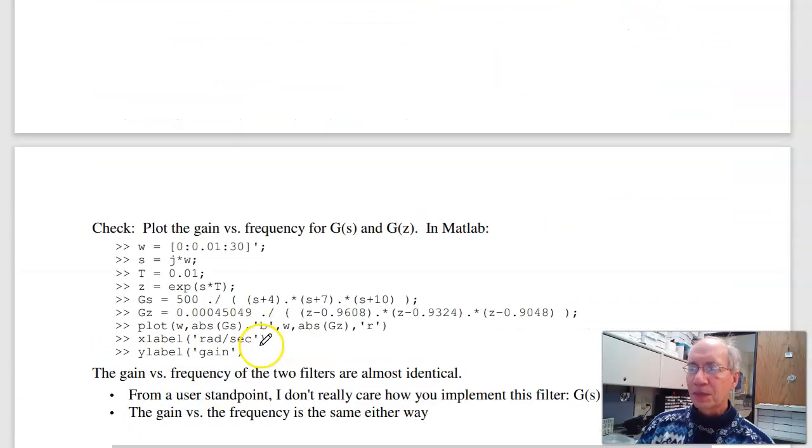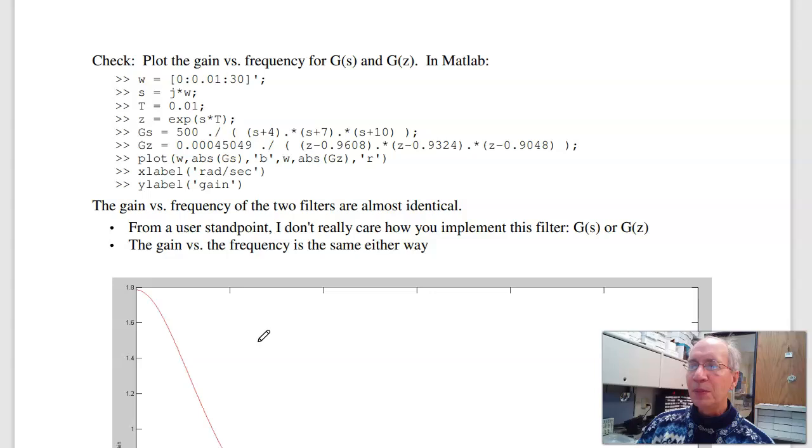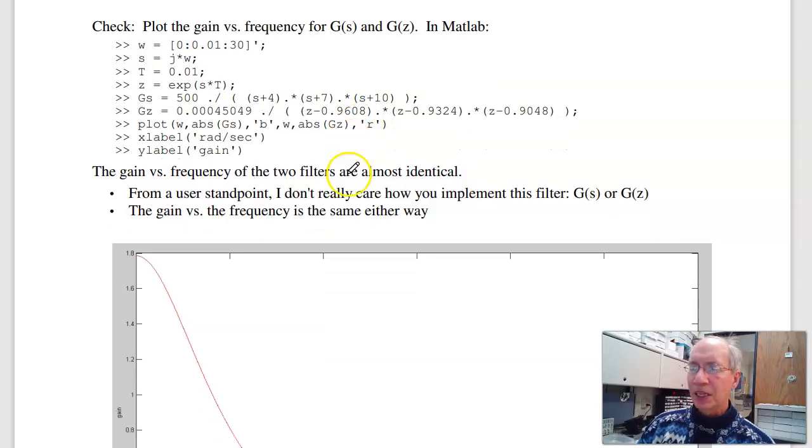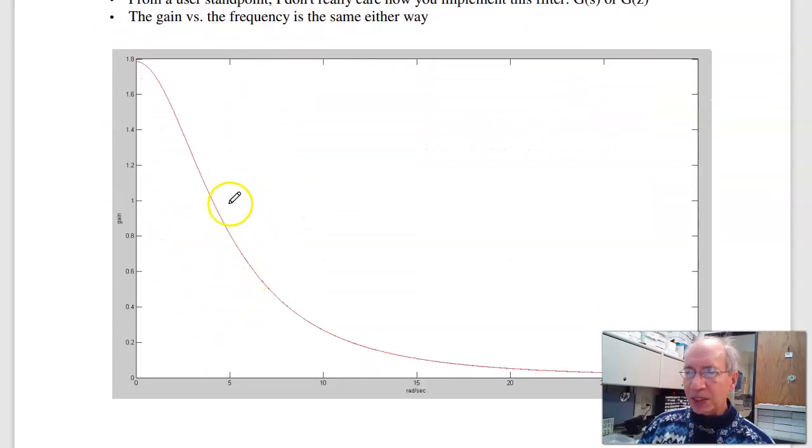To check, if the two filters are the same, they should have the same gain versus frequency. So plotting the gain from 0 to 30 radians per second, s is j omega, with my sampling rate, z is e to the st, here's g of s, there's g of z. Plot g of s in blue, g of z in red, and what you see is basically the two match up so well, you can see a little bit of blue sneaking out in the background. The two filters are so close, you really can't tell the difference.